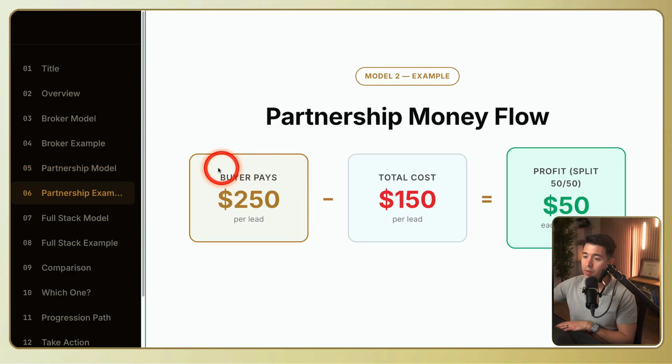So the partnership flows like this. The buyer pays $250 per lead. The total cost to generate that lead was $150. You guys split that 50-50, $50 each per lead.